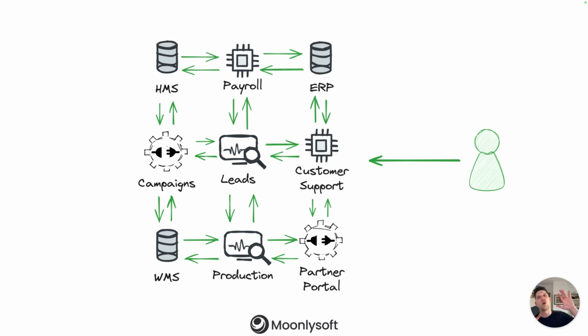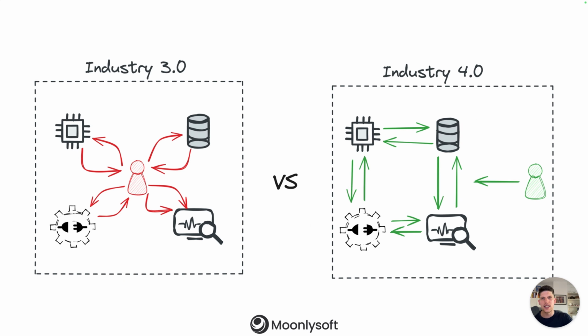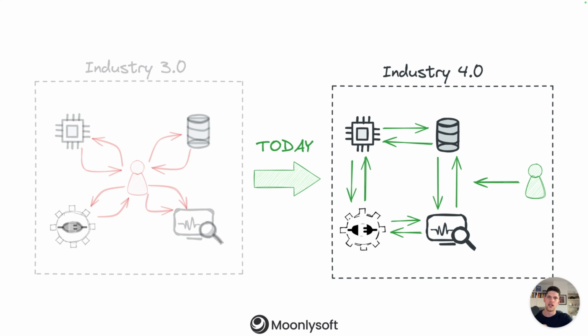And this is how exponential companies like Google and Tesla have managed to boost their growth so fast. Here we can see a clear view of how Industry 3.0 is a constraint and how Industry 4.0 is the new way, the better way of handling business processes. So our goal is to migrate from Industry 3.0 and to shift towards Industry 4.0.